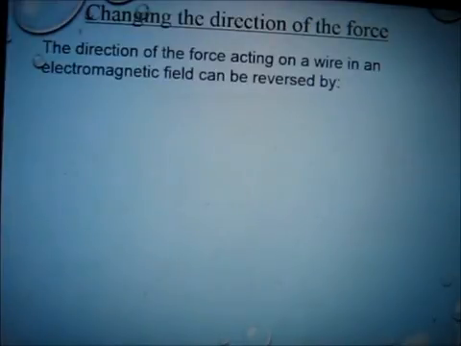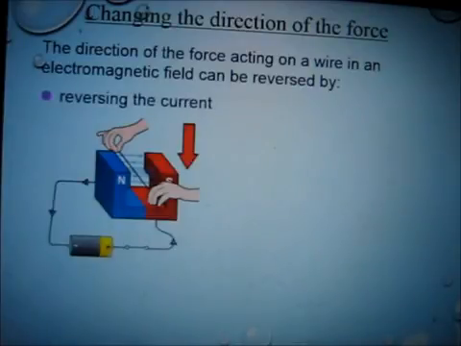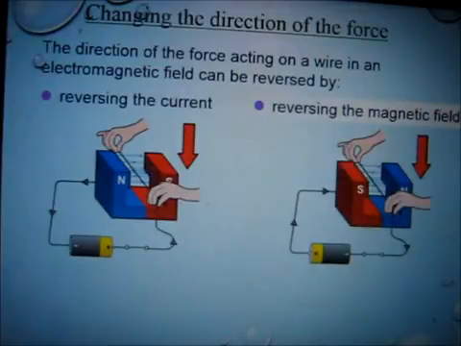Now, how can we change the direction of these forces, the forces experienced by the rectangular loop? It depends upon two things. The direction of the force acting on the wire in an electromagnetic field can be reversed in two ways, that is, either by reversing the current. If we reverse the direction of current and we apply Fleming's left hand rule, we will get the motion in a different direction. Similarly, if we reverse the magnetic field also, we will get the motion in a different direction.